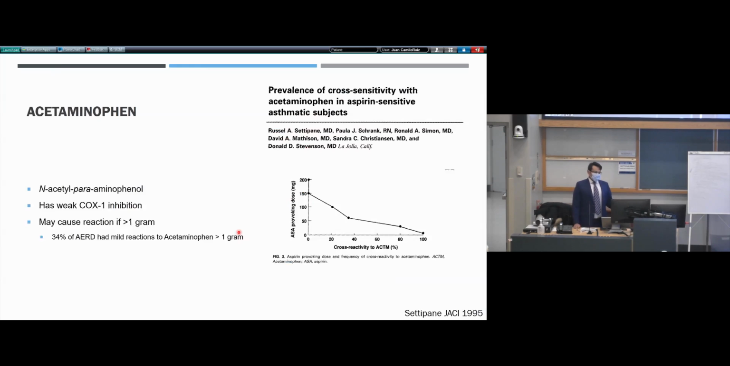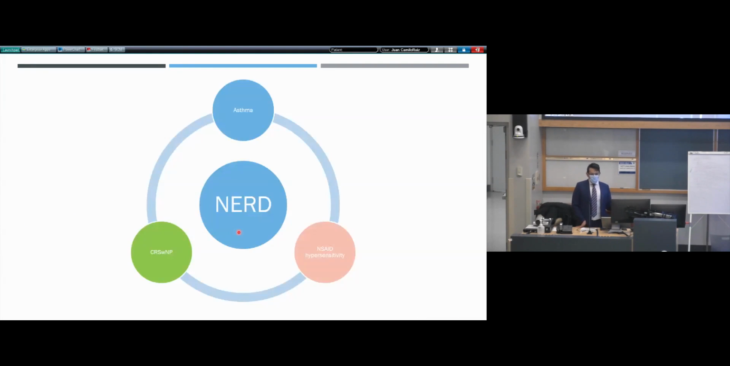What about acetaminophen? Well, it turns out acetaminophen actually has an acetyl group that has weak COX-1 inhibition. So some of these patients could actually have reactions to acetaminophen, about 34% of them. Usually it's at the higher doses, at the 1 gram dose. And what's interesting is if they have reactions to acetaminophen, they tend to have a lower threshold of reactions with aspirin, meaning when I'm desensitizing them, I would expect them to react at the lower doses. So this is a good way to prognosticate how they're going to do with the aspirin challenge. So that takes care of the NSAID hypersensitivity.